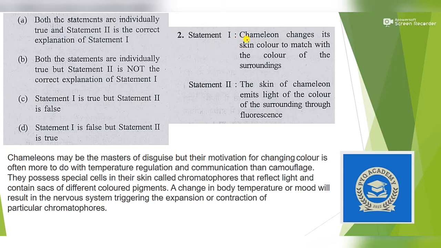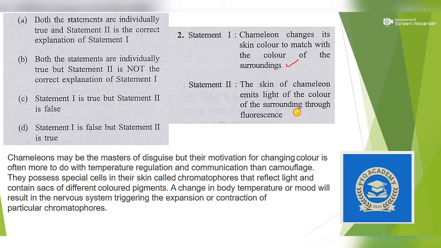So first statement is chameleon changes its skin color to match with the color of the surrounding. So we all know that in Hindi we call it girgit, and we know the saying that girgit rang badalta hai. Okay. So chameleon changes skin color to match with the color of the surrounding. Yes, this is a true statement. Then the skin of chameleon emits light of color of surrounding through fluorescence.